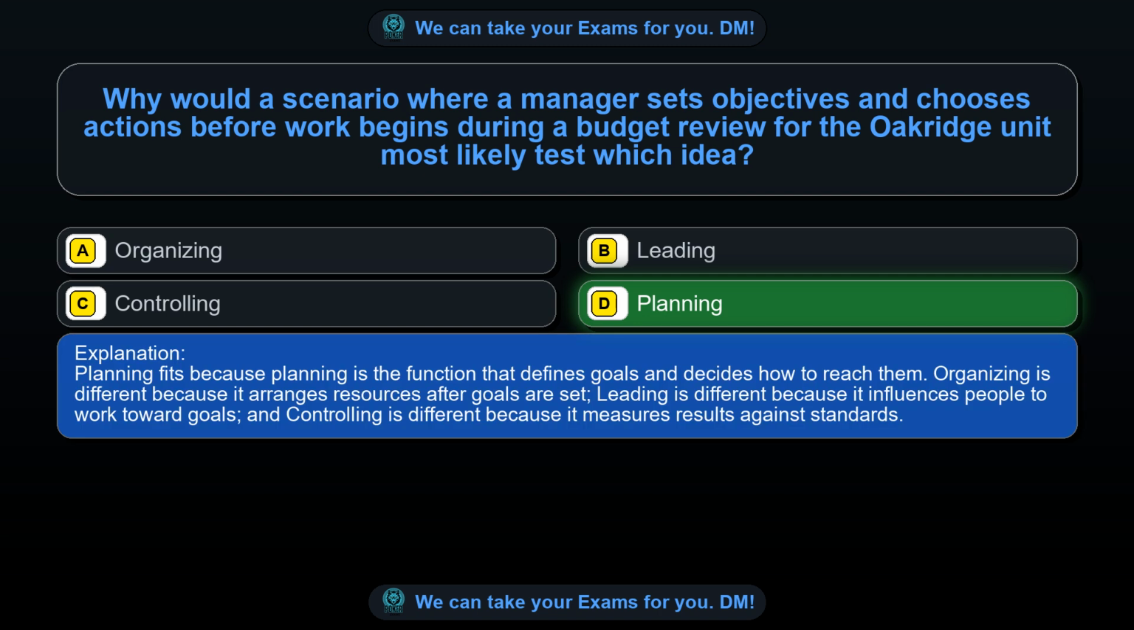Planning fits because planning is the function that defines goals and decides how to reach them. Organizing is different because it arranges resources after goals are set. Leading is different because it influences people to work toward goals. And controlling is different because it measures results against standards.